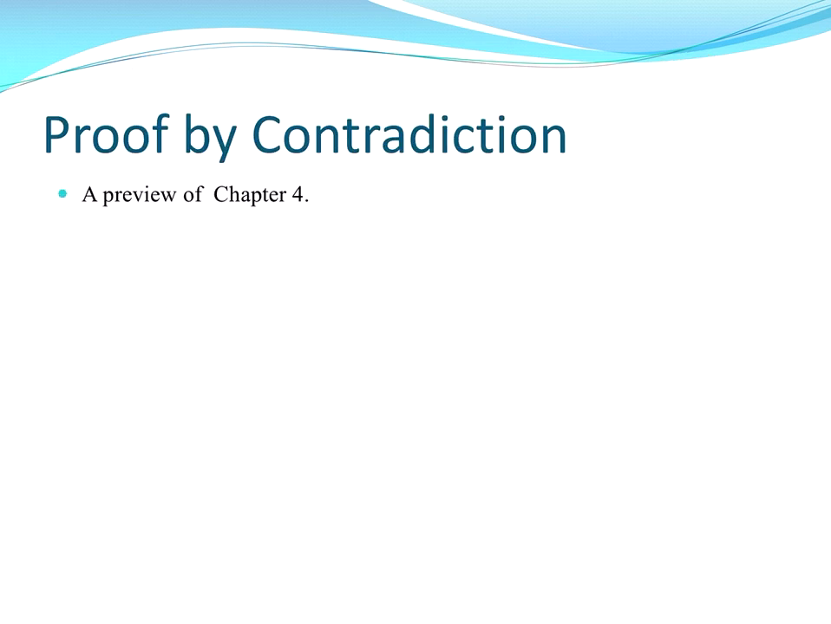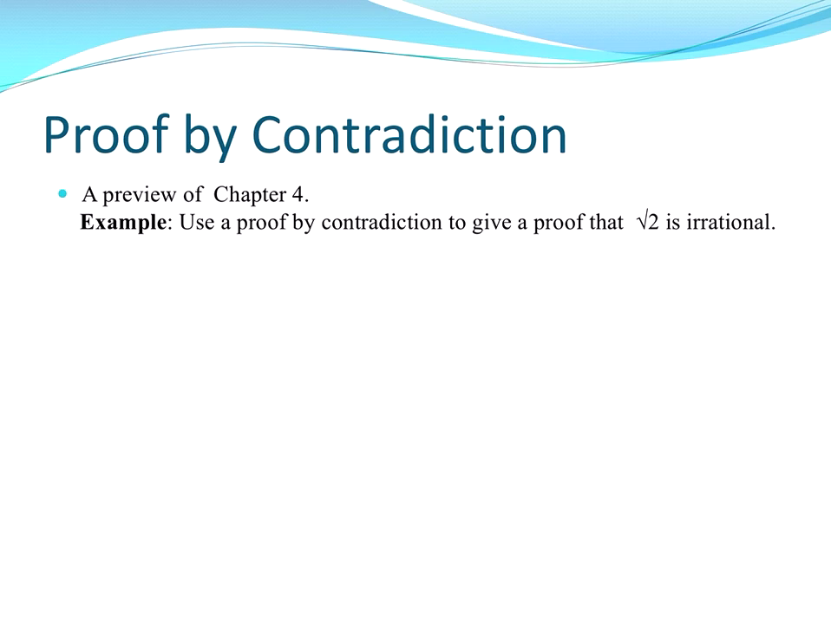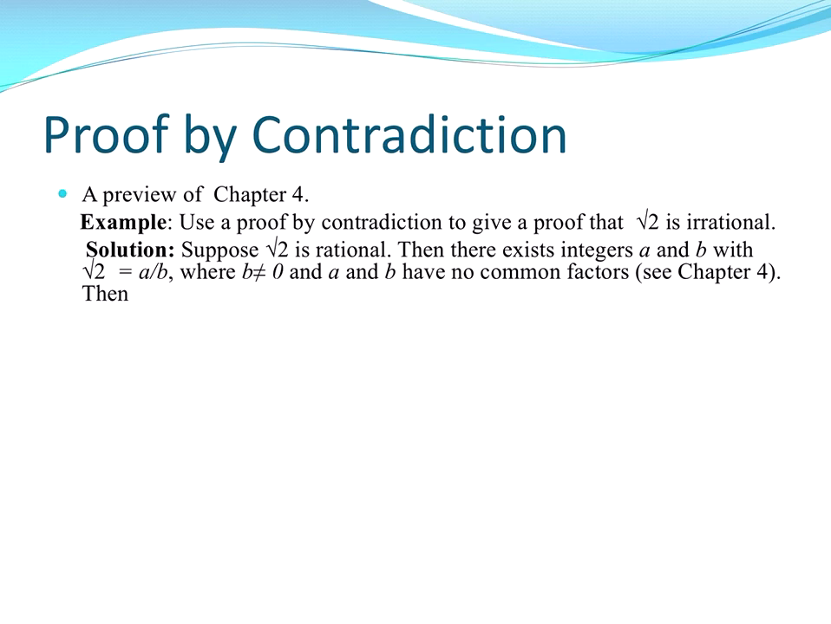Proof by contradiction. Here we're going to reach forward into chapter 4 for a concept. We've talked about this a little bit, but we want to use proof by contradiction to prove that the square root of 2 is irrational. So that's the proposition: prove that the square root of 2 is irrational. We want to assume the negation of that. Suppose that it is rational.